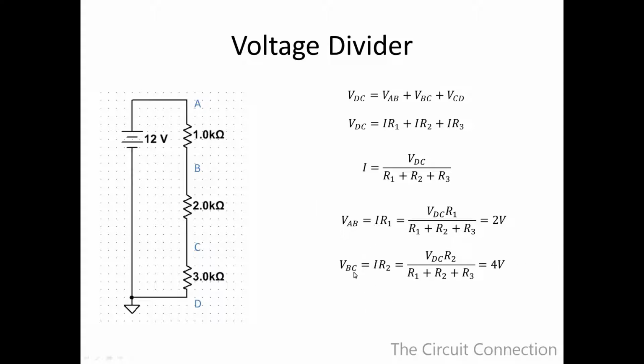Next, voltage between B and C. It's the same formula, it only differs by R2 instead of R1, and we get 4 volts there between B and C. Next, between C and D, we will have the same formula, it only differs by R3, and then when we put in those values for all of these terms, we have 6 volts between C and D. That is our voltage divider for 3 resistors, and these are our formulas that we'll use.